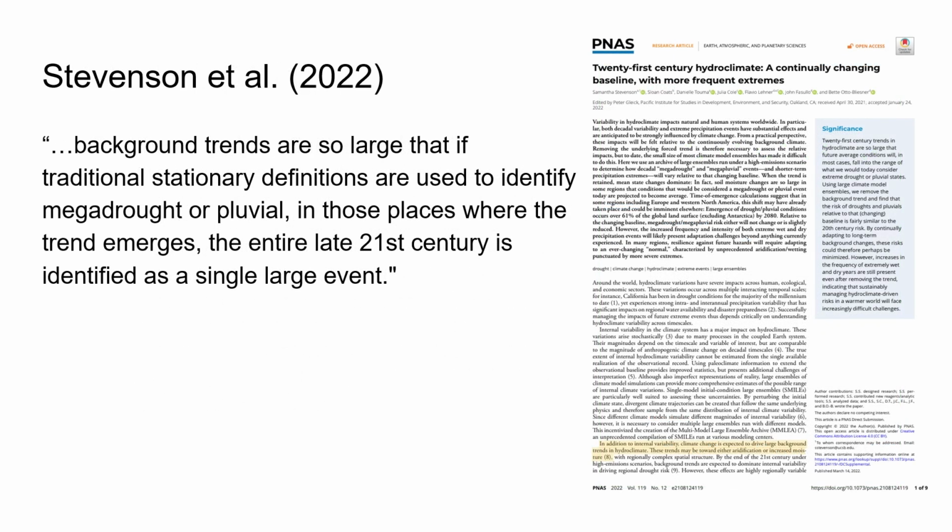The final gem I'm going to share with you today comes from Stevenson et al. 2022. This paper is fantastic about framing the whole issue and why non-stationarity in the climate makes drought assessment hard and creates problems when making drought projections. I'm going to put the link to this paper into the chat box, and I encourage all of you to give it a read.